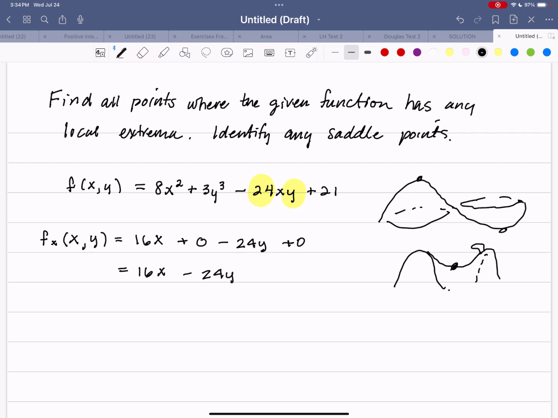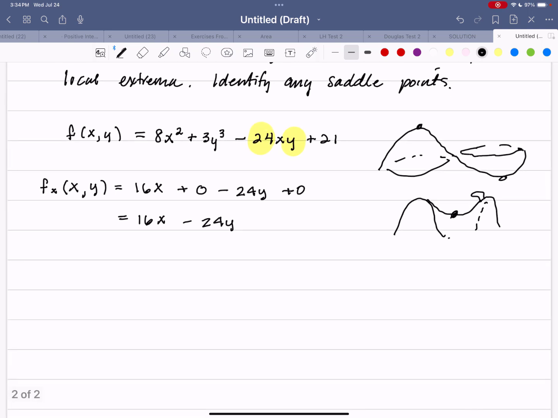So that's our first derivative of f with respect to x, treating y like a number. Then we find f sub y of xy. So this time, with respect to y, treating x like a number, we will get a 0 for the 8x squared. And then that's going to be 9y squared. 3 times 3, 9. Reduce the power by 1. Still your regular derivative rules. This time it's going to be minus 24x, because that's the coefficient of y, because x is a number, plus 0. So we get 9y squared minus 24x.